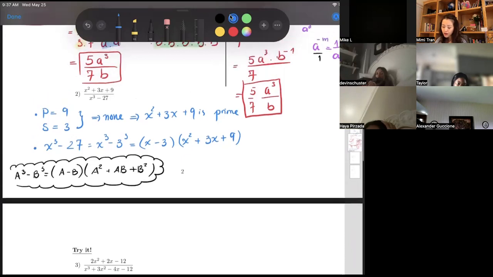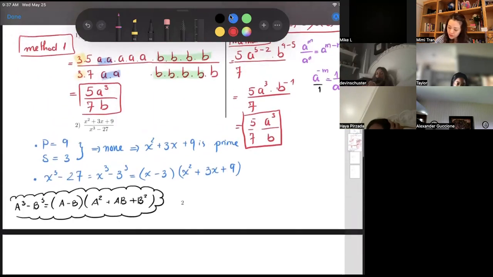Okay, so that's the bottom. The top is still x squared plus 3x plus 9 because you cannot do anything about it. The bottom is x minus 3 times x squared plus 3x plus 9. I see something in common. I can cross it out, right? So what's left? I hope nobody says 0 on the top. What's left on the top?